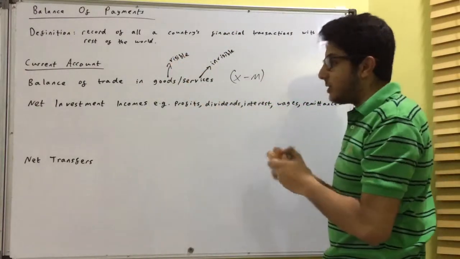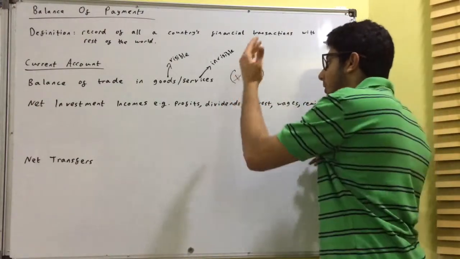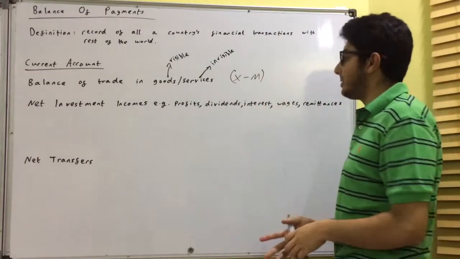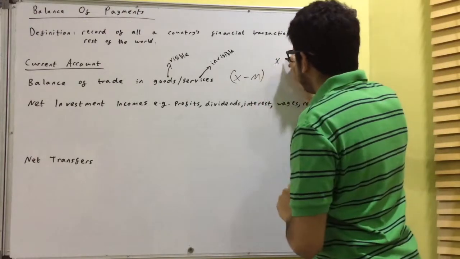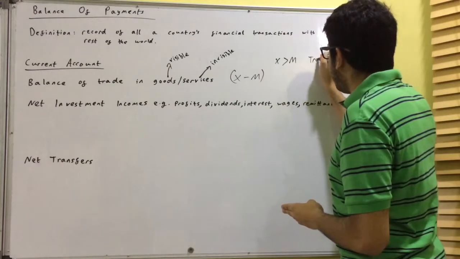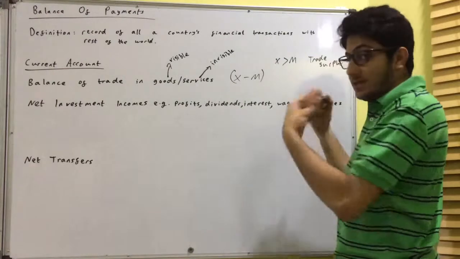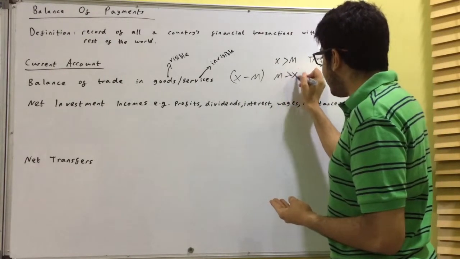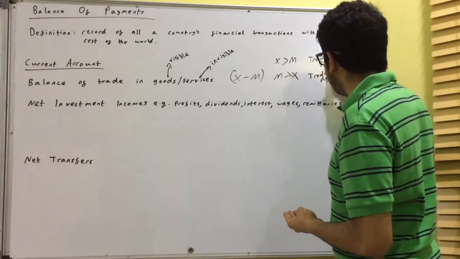Visible trade, because goods are physical products, they're tangible, you can touch them. Unlike services, which are invisible, like banking, insurance, consultancy. So with X minus M, if the value of exports is bigger than the value of imports, then you have a trade surplus. If it's the opposite, the value of imports is bigger than the value of exports, then you have a trade deficit.